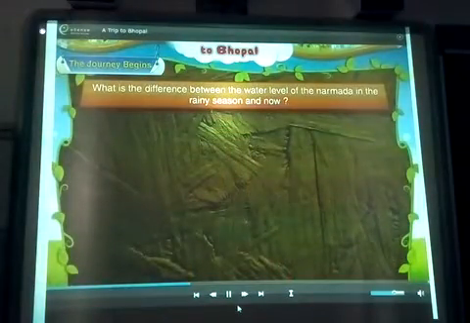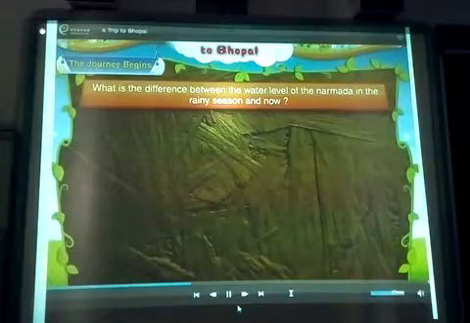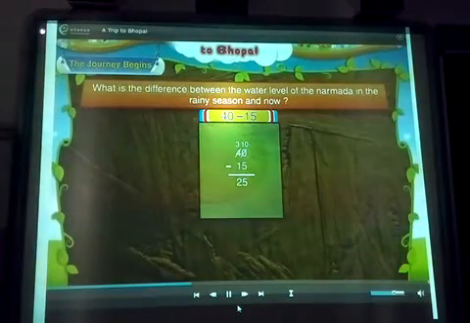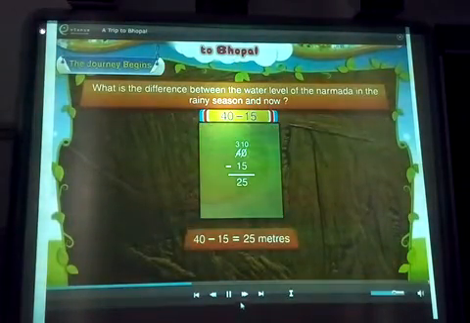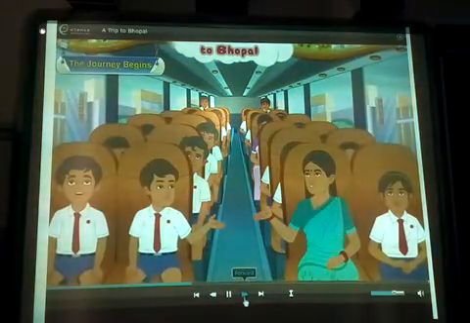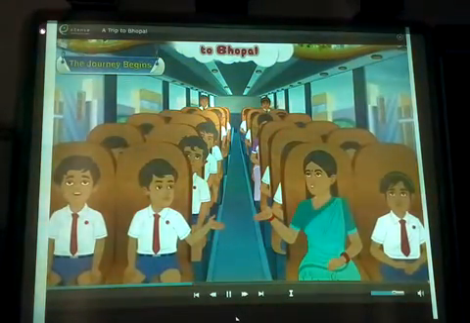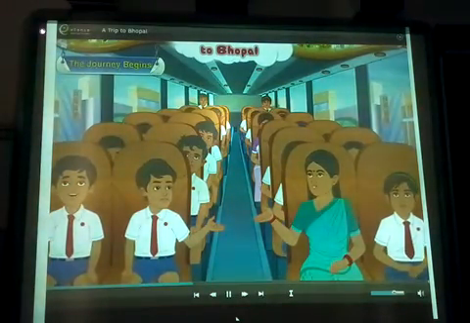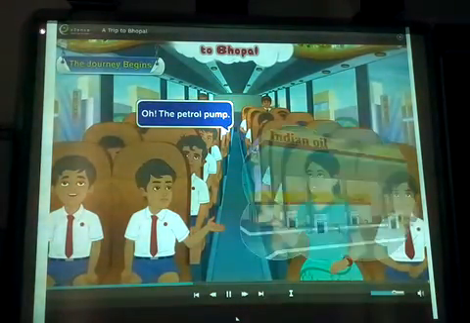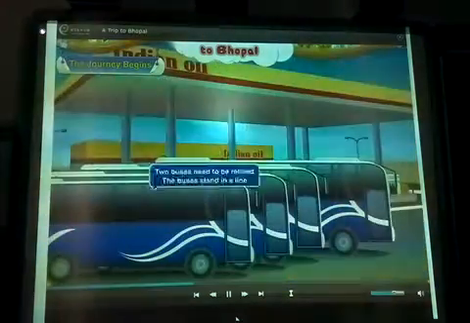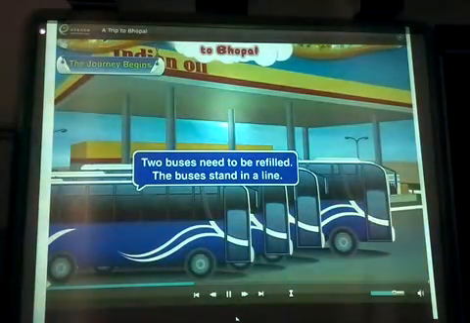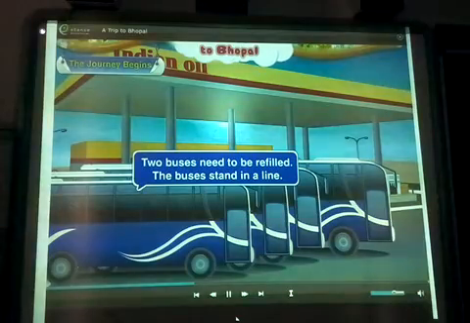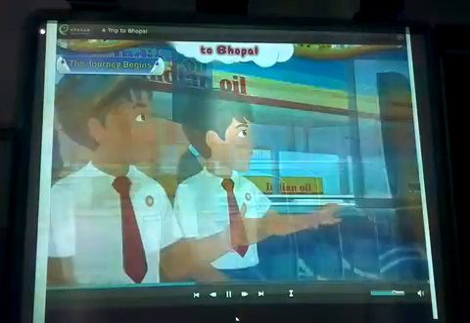What is the difference between the water level of the Narmada in the rainy season and now? Dash meter. The children discuss the river for some time. Suddenly, the bus stops with a jerk. Oh, the petrol pump. Two buses need to be refilled. The buses stand in a line.